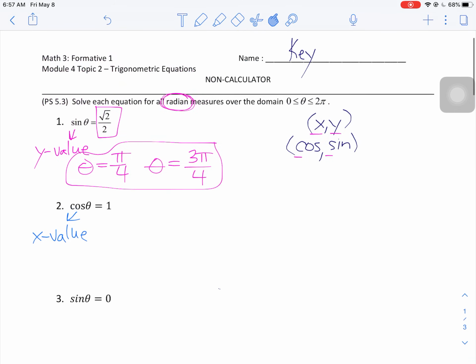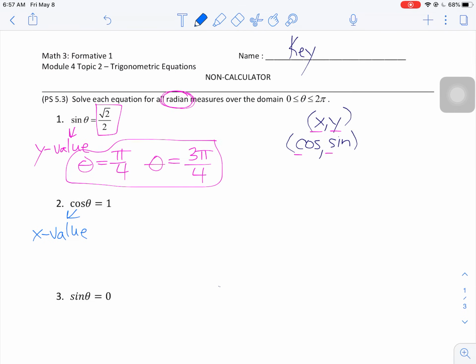So again, on this problem, we were solving for this little guy right here, theta. That's just a Greek letter. Just think of it as a variable. It's like x. So x or theta is either 0 radians or 2 pi radians. That's when the cosine is equal to 1.